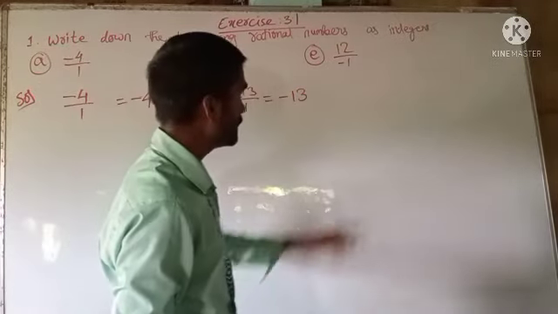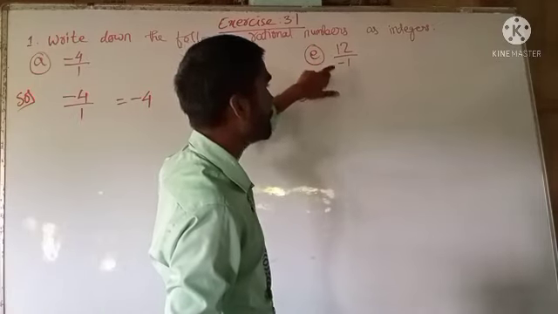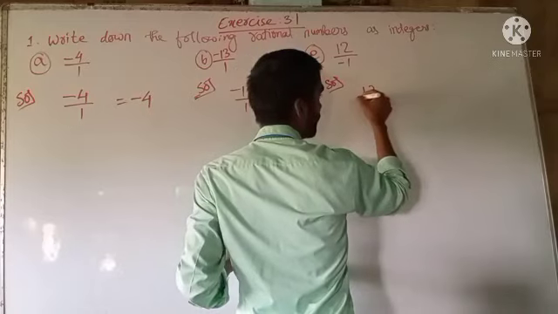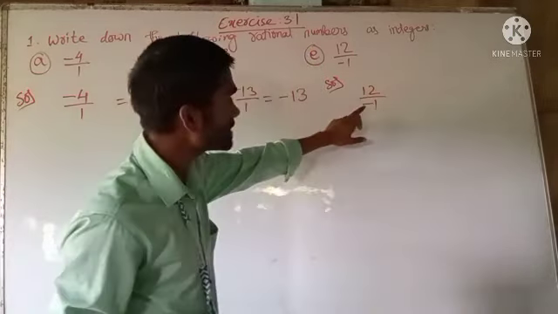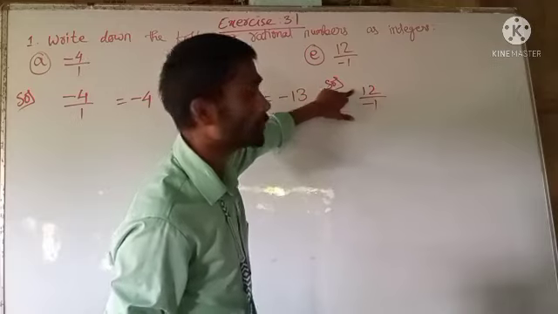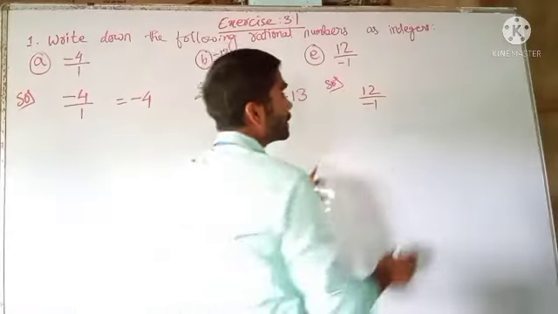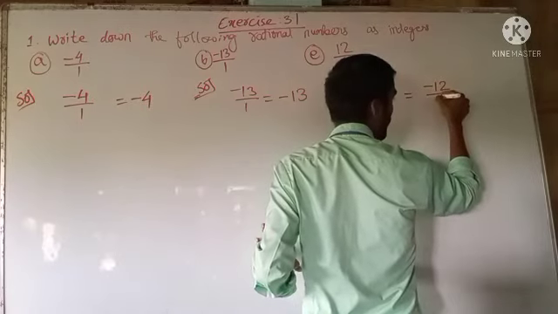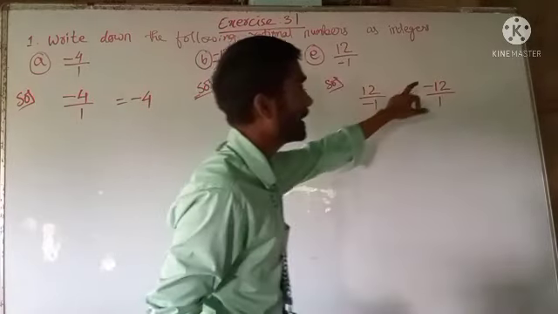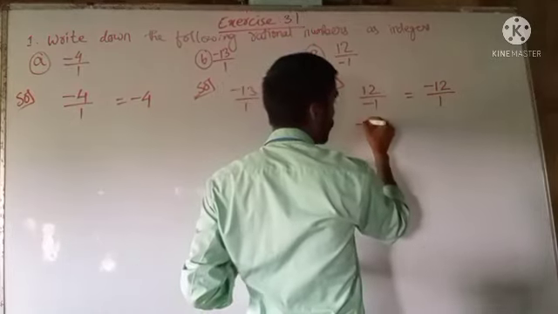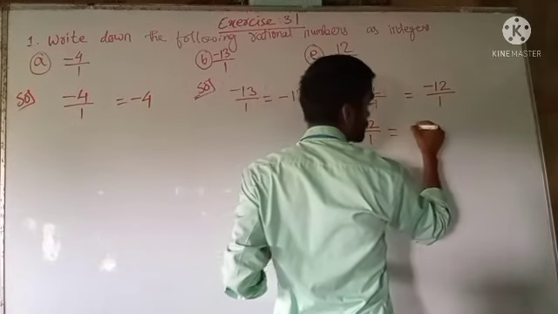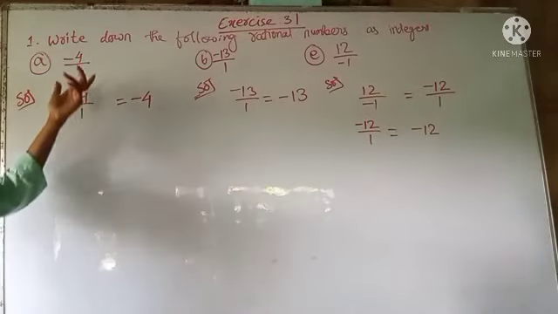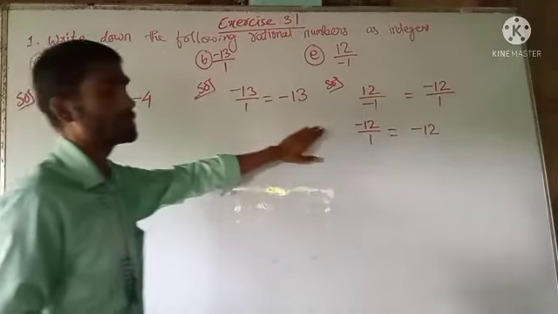Now option number E, you can see here, that is 12 by minus 1. Here it is given 12 by minus 1. This minus sign, we can take it to the numerator's place also. So we will take this minus sign to the numerator's place and write it in this way. Now this minus 12 by 1, we can write in the form of integers as minus 12. So in this way we can write a rational number in the form of integers.